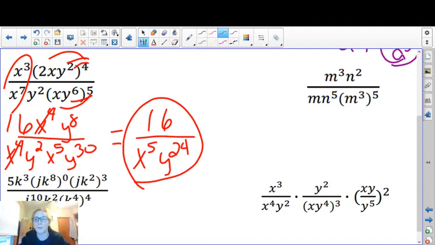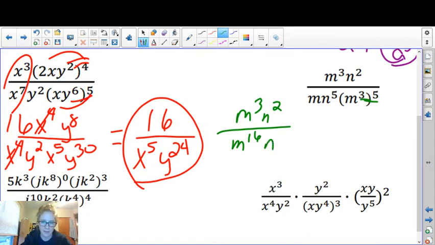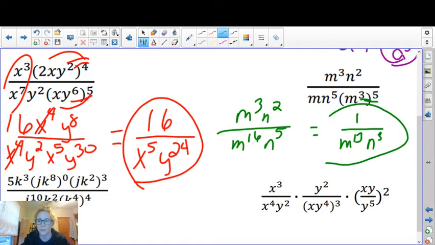All right, next problem. Gotta put this guy in first. That'll give me 15. So m cubed, I don't want to start that there. M cubed n squared over m16 n to the 5th. 3 minus 16 is negative 13, so there's 13 down below, and 2 minus 5 is negative 3, so there's 3 down below, and 1 left on top.